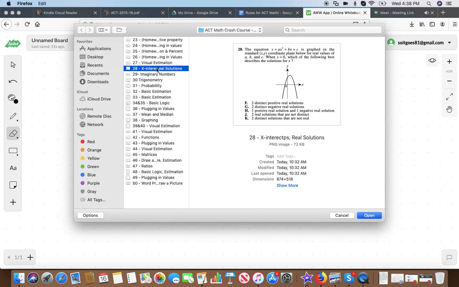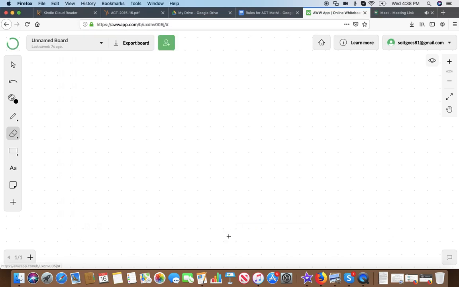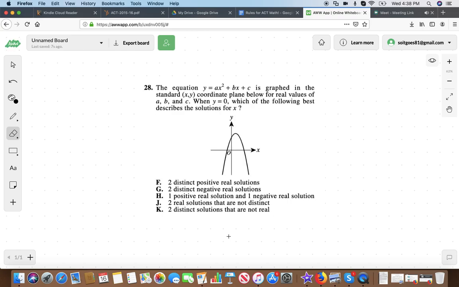Let's go on here. Number 28. Oh boy. I don't want to focus on this one here. Go and read 28 for me, please. The equation y equals ax squared plus bx plus c is graphed in the standard xy coordinate plane below for real values of a, b, and c. When y equals 0, which of the following best describes the solutions for x?